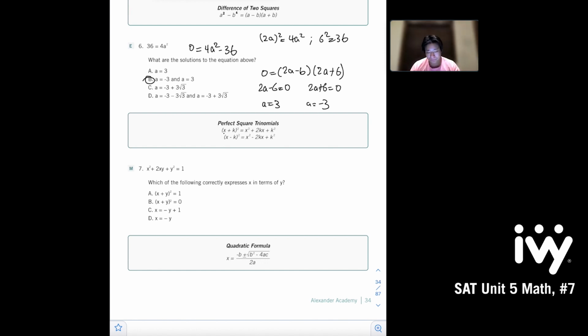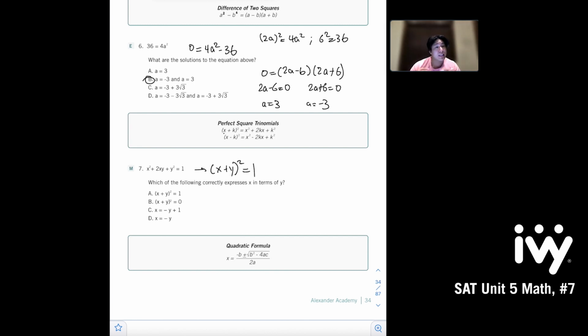While these are great to know and are pretty self-explanatory, you can always just write out the squares and distribute out using FOIL. So looking at question 7, we see that we have the equation x squared plus 2xy plus y squared equals 1. And we're asking which of the following correctly expresses x in terms of y. So first thing we want to do, we want to use our perfect squared trinomials to simplify this to the form x plus y squared is equal to 1.